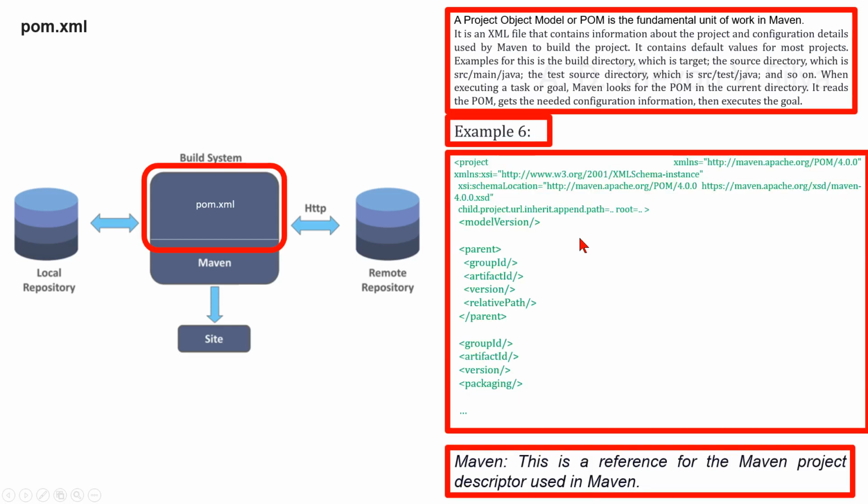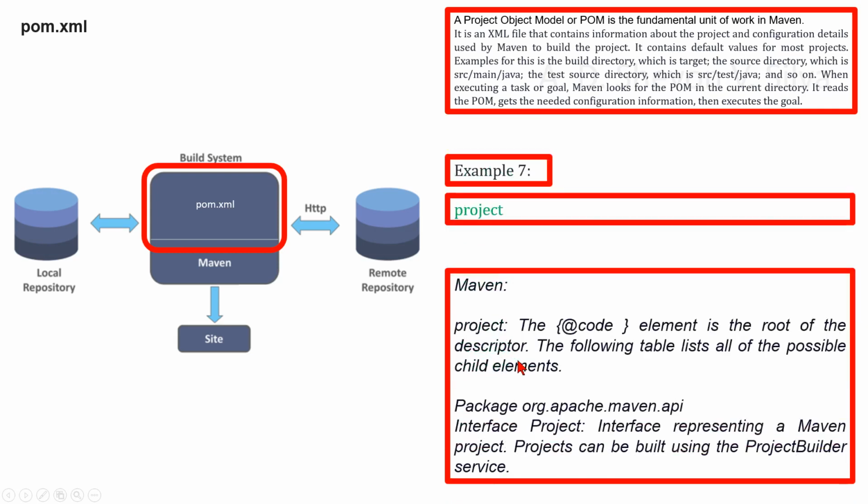Now we are considering Maven. This is the reference for the Maven project descriptor used in Maven. The project in Maven, this element is the root of the descriptor. It has elements like group ID, artifact ID, version, relative path. With regard to API, the interface Project in package org.apache.maven.api is an interface representing a Maven project. Projects can be built using the project builder service.